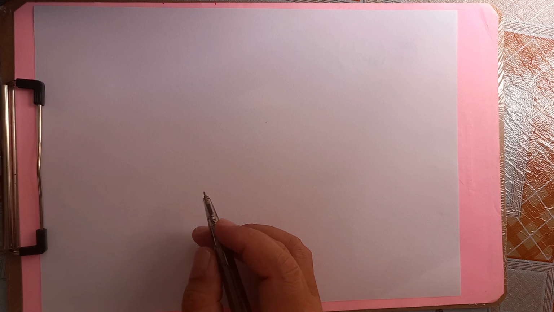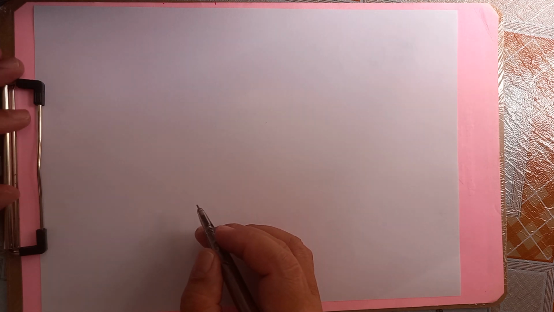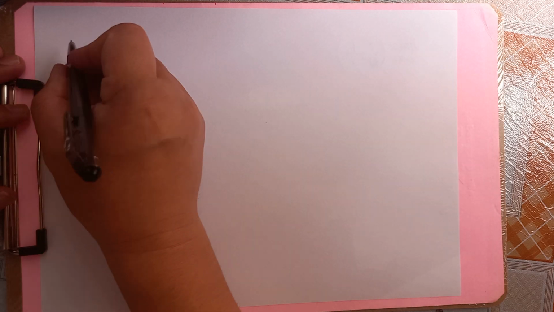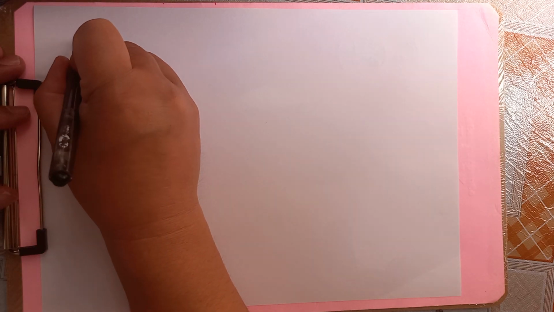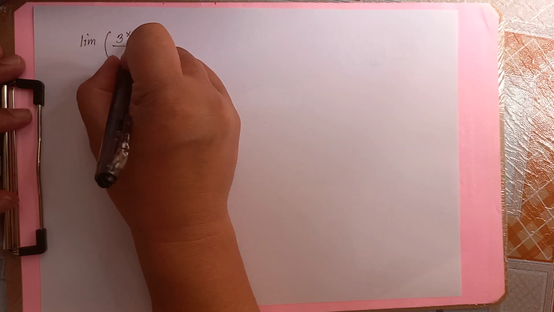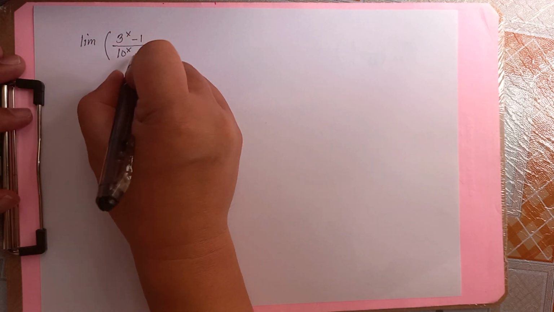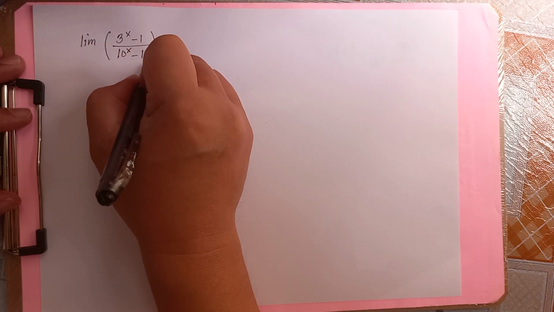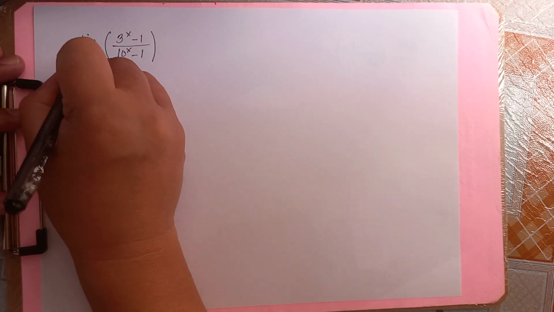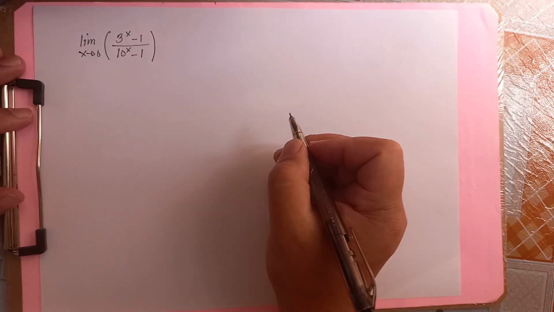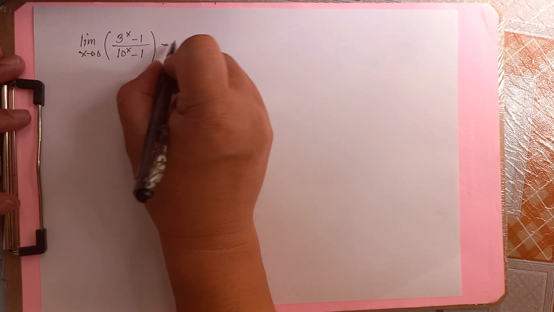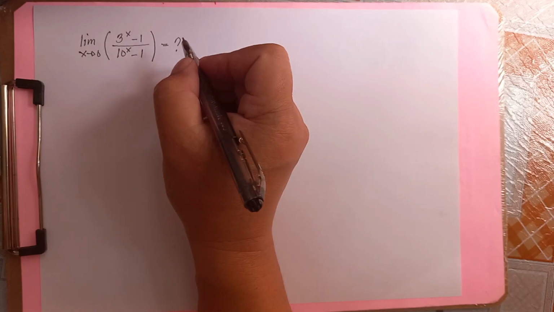Okay, our next example is, allow me to make use of a ball pen in writing down the limit. So our next example is the limit of the quotient 3 raised to x minus 1 over 10 raised to x minus 1, as x is approaching 0. So what is the limit of the problem?